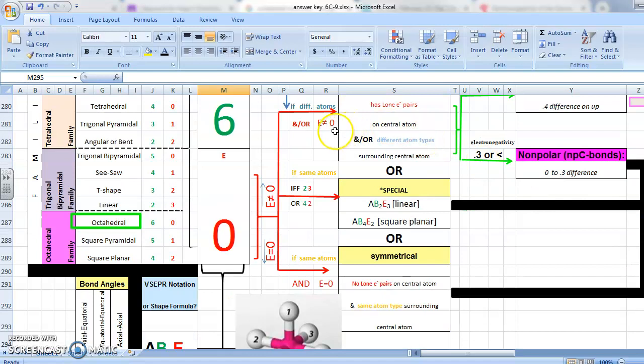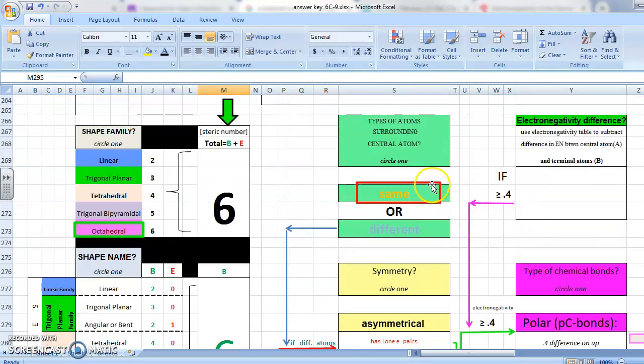Asymmetrical, the other way you can get to asymmetrical is that our E doesn't equal 0. What E does equal 0 here. So as we go down, E does equal 0. We follow down this line where it says E equals 0. That is a symmetrical molecule.